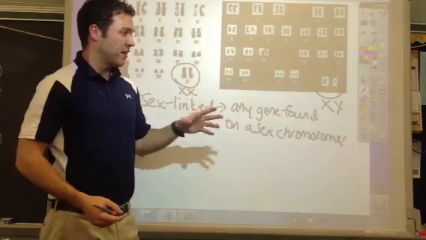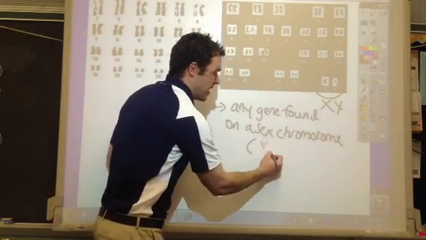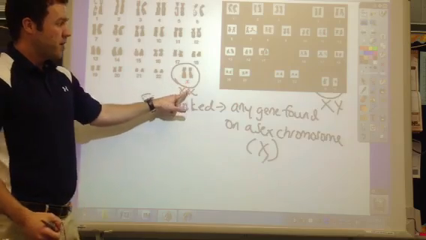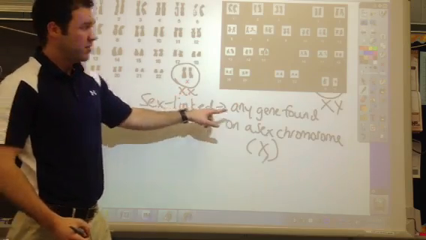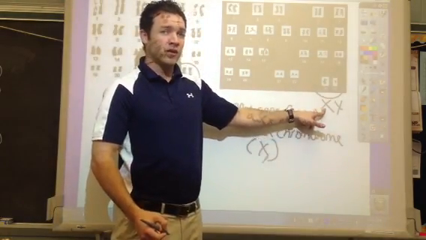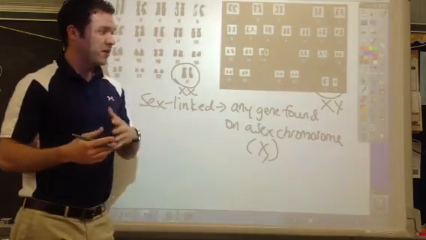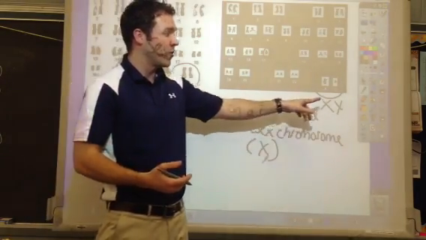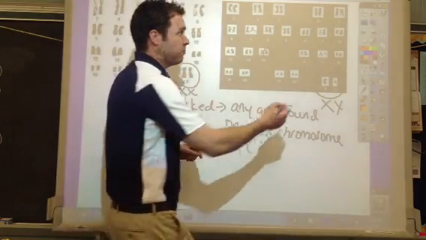We really focus on sex-linked chromosomes that are found on the X chromosome. So notice here on the female karyotype, there are 2 X's. On the male, they only have 1. So the genotypes are going to be slightly different, and the way they inherit these genes will be different based on your gender, whether you're a male or a female.